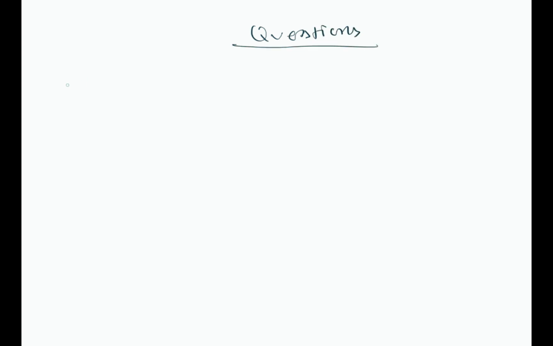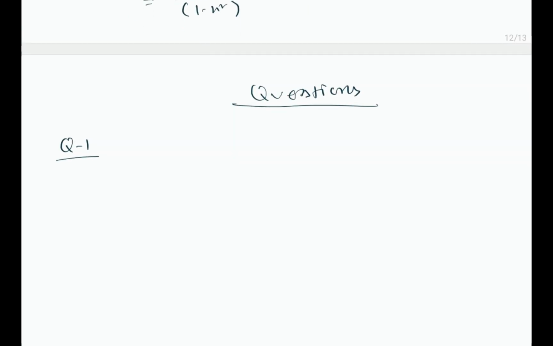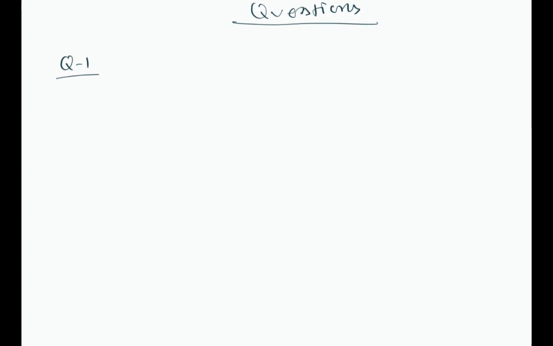Okay, so question 1. For question 1, we have a function f of x equal to ln of 4x squared times minus x to the power 3 minus 4. So clearly it can be seen that this is one function, this is another function. This is a logarithmic function, this is an exponential function.